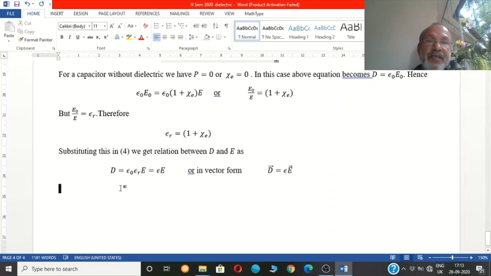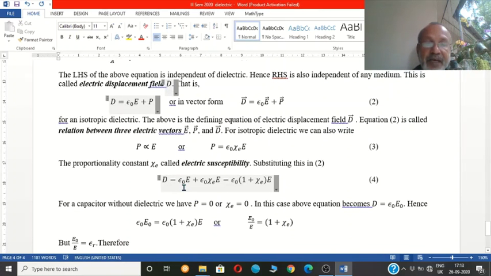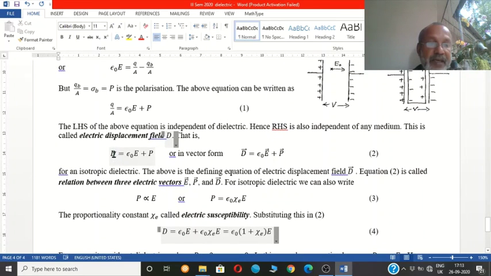So in this class we have studied two important equations. One is D is equal to epsilon E, or epsilon 0 epsilon r into E, and the other equation is the relation between three electric vectors, D equal to epsilon 0 E plus P, or in vector form, D vector is equal to epsilon 0 into E vector plus P vector.